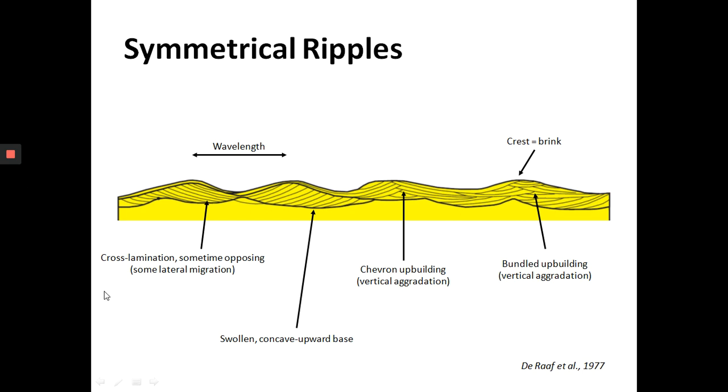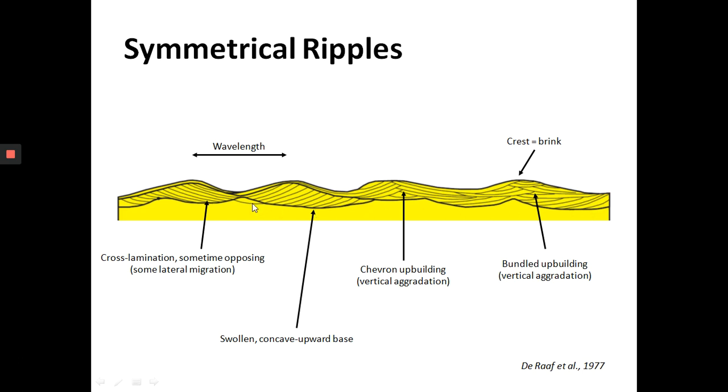So here I have a close-up view of the surface. This is a cross-section of the surface with symmetrical ripples. All these are symmetrical ripples developed by waves moving at relatively low velocities. So you can describe things like the wavelength from crest to crest or trough to trough. And this is the crest itself. This is relatively sharp. And the position of the brink is also here.